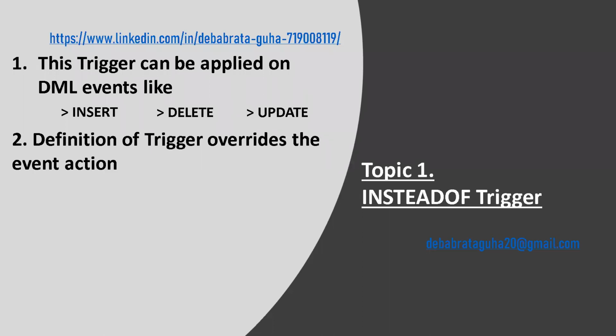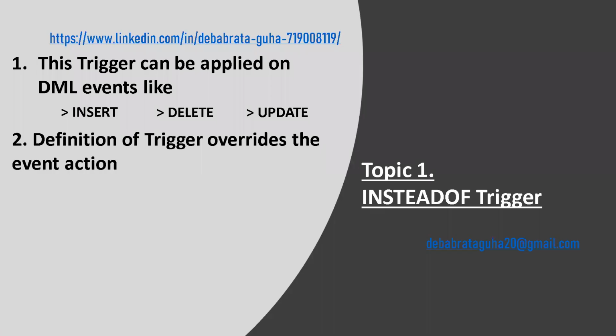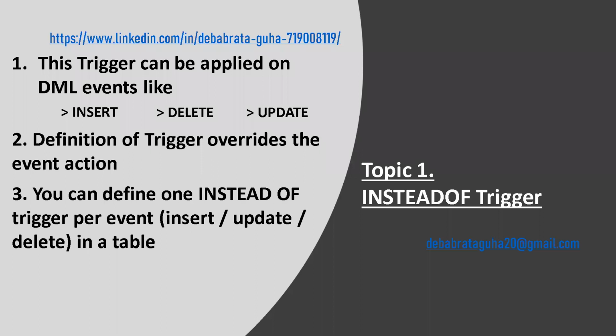Whatever you write, if I delete something now, obviously delete will work because we do not have anything defined on delete yet. But whenever someone is going to insert something, it will not insert. Instead of insert, it will just print this thing. Whatever you write, it will execute your lines, not insert. Okay, I'm going to check this property later. We will go deeper on that. But for the time being, you can define one instead of trigger per event.